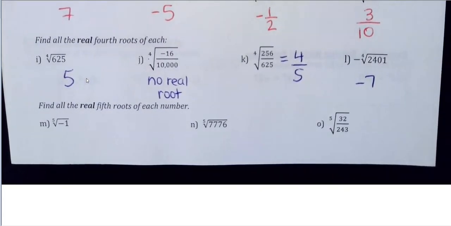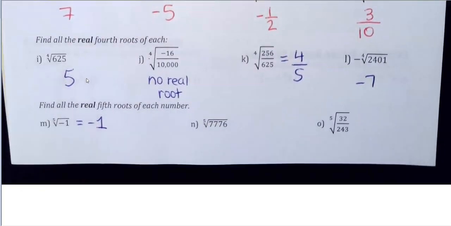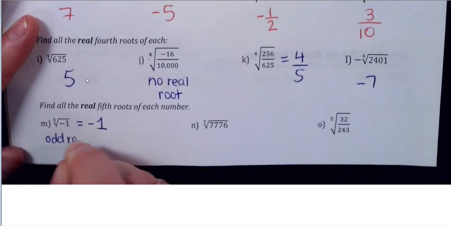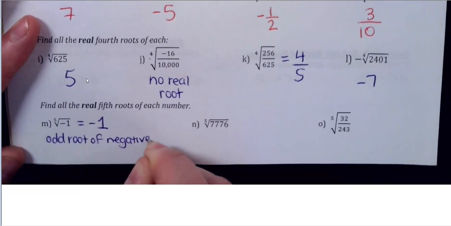Okay, now these are all fifth roots, so if I was looking on my yellow paper, I'd look in that fifth column. A lot of these are really big numbers. And then up on the board, it's actually the fourth column. What would you tell me for the fifth root of negative 1? It's got to be negative 1. Yes. Okay. So if you're doing an odd root of a negative number, I'm going to write that, odd root of a negative, it has to be a negative.